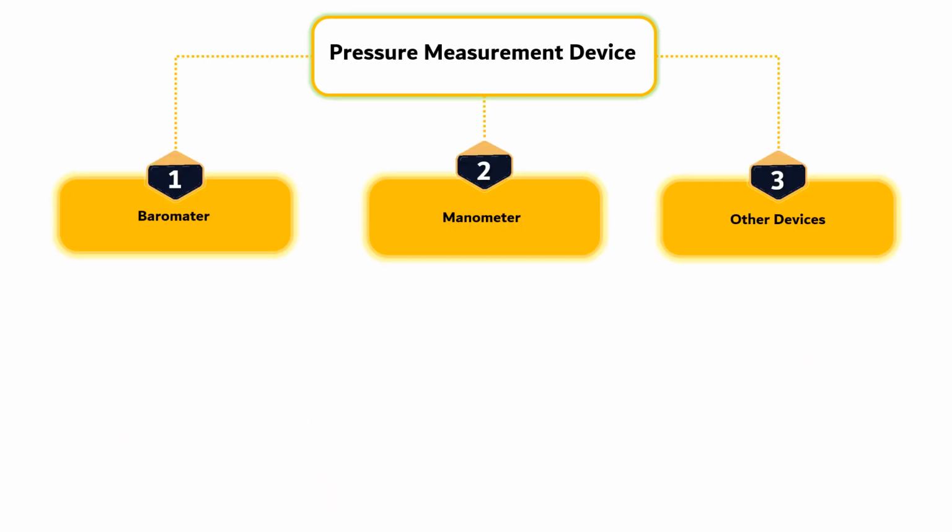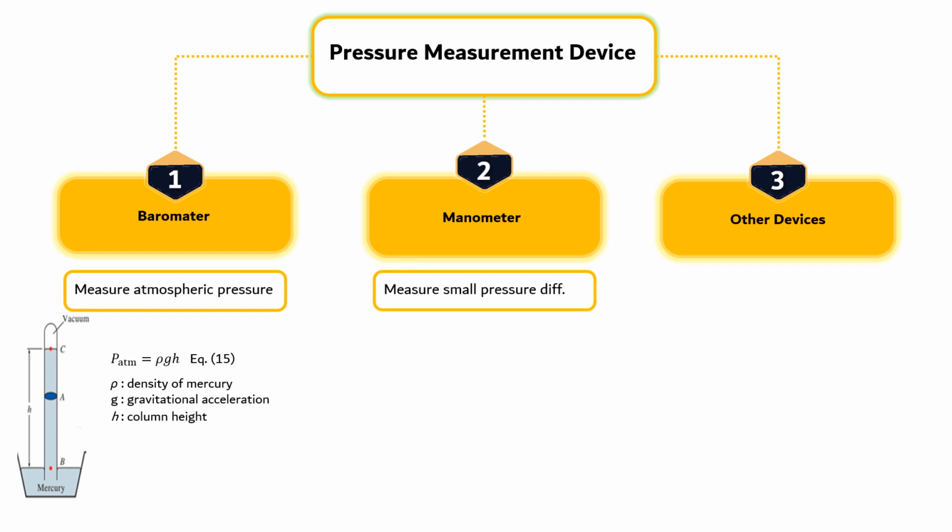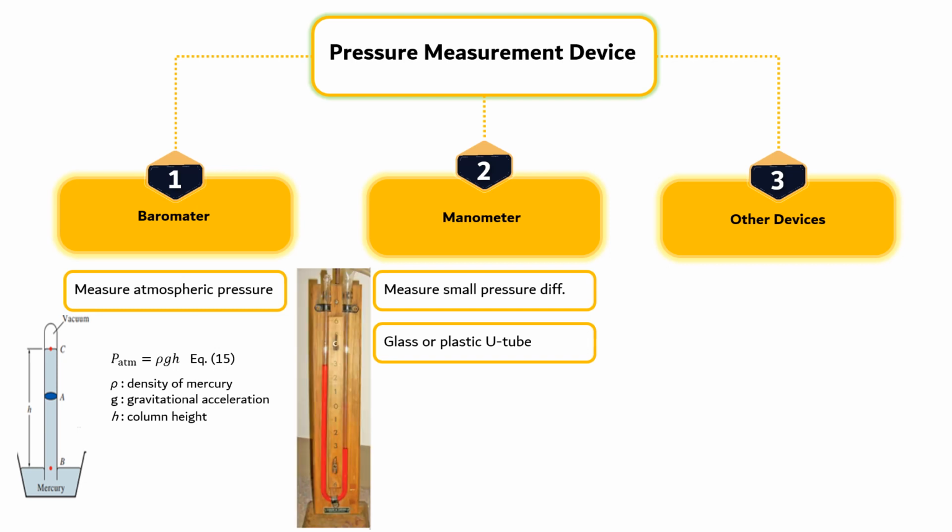Pressure measurement devices. Barometer. Atmospheric pressure is measured by a device called a barometer as shown in the left figure. The atmospheric pressure can be determined by writing a force balance in the vertical direction as shown in equation 15. A manometer is commonly used to measure small and moderate pressure differences. A manometer consists of a glass or plastic U-tube containing one or more fluids such as mercury, water, alcohol, or oil, as shown in the middle figure, and the pressure can be calculated using equation 16.